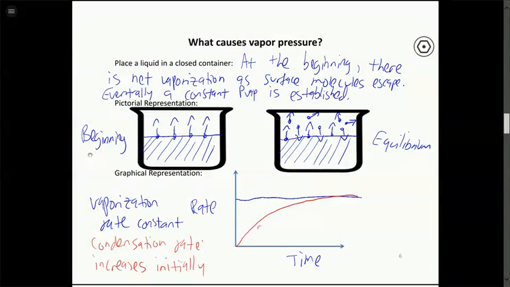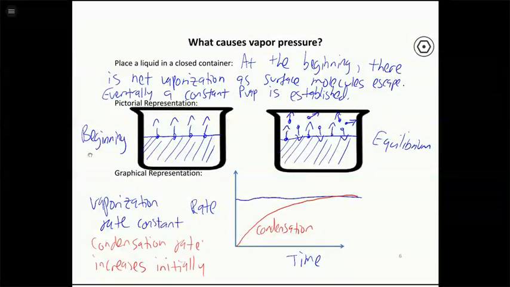All right, so the red one again is condensation, which increases initially and eventually is going to be equal to the vaporization rate, and that's when you've gotten to that constant vapor pressure. Now, we're not going to talk about how long that takes. It's typically a fast process for most liquids anyway, but realize that this is the phenomenon that gives rise to vapor pressure. The reason that the vapor pressure doesn't continually increase is because the rate of vaporization is constant and eventually condensation catches up to it.